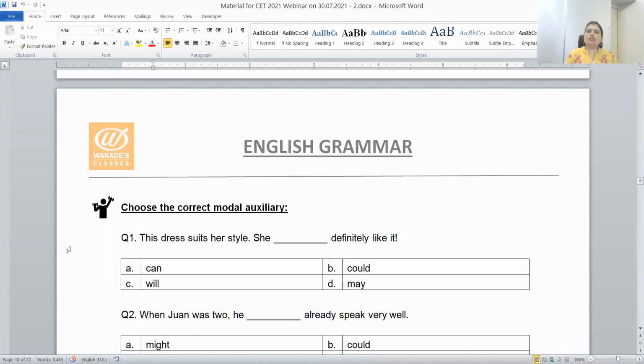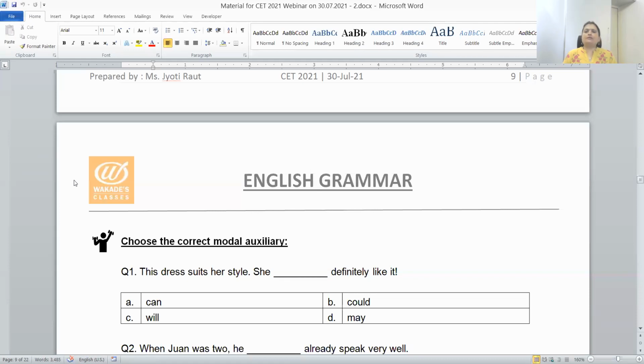So let's do the first exercise. Let's do the first exercise. There is no difference. You sometimes just write maybe. There is no difference there. Okay. Maybe or may. All right.